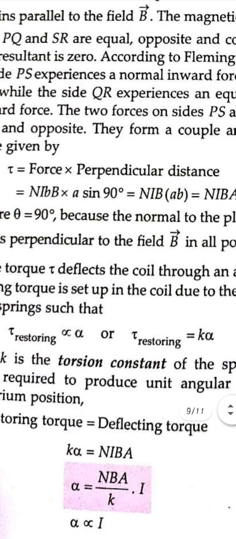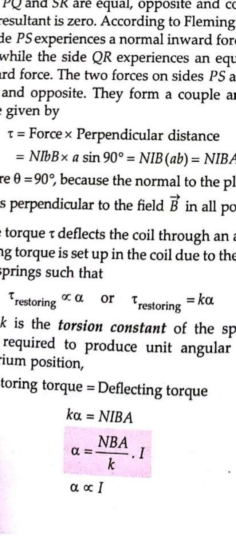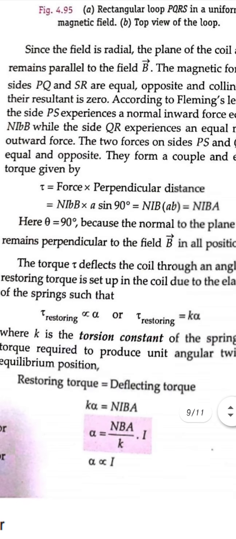So it is given as NIBA, and we know that since the torque is acting on the coil, it deflects backward and moves upward and downward, in the inward and outward direction, so there will be a restoring torque that is directly proportional to alpha, where alpha is the angle through which the torque allows the coil to deflect. So it is directly proportional to alpha, which is equal to K alpha, and K alpha is equal to the torque. And the torque is given by the number of turns, I, magnetic field, and the area. It's NIBA. And the value of alpha is given as NIBA upon K into I.